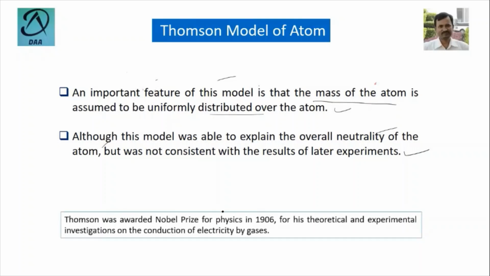So Thomson was awarded the Nobel Prize for Physics in the year 1906 for his theoretical and experimental investigation of the conduction of electricity by gases.